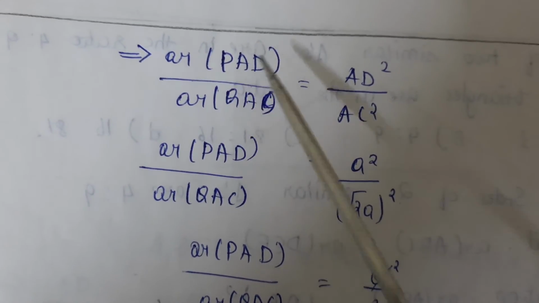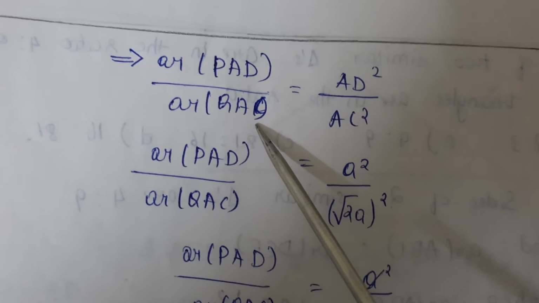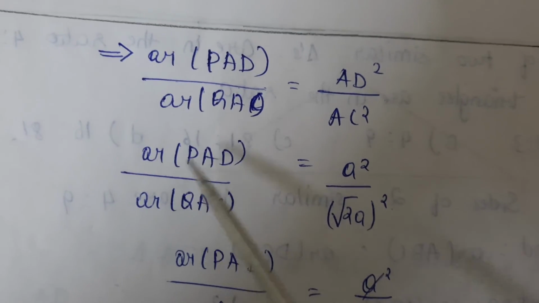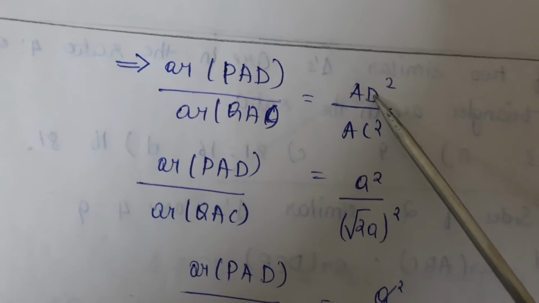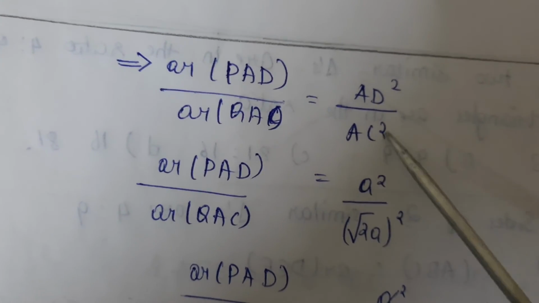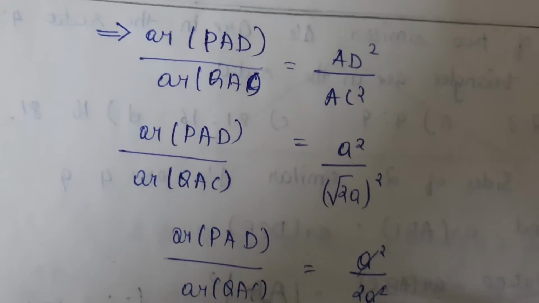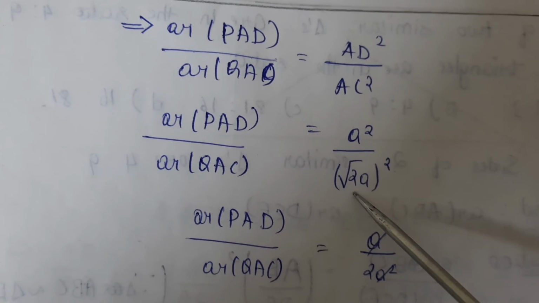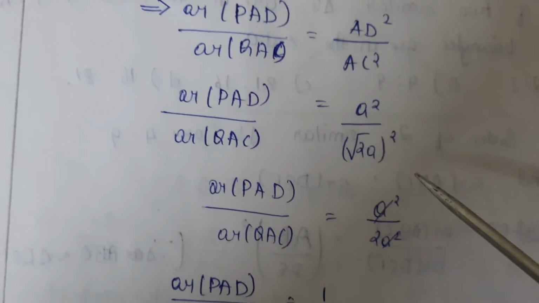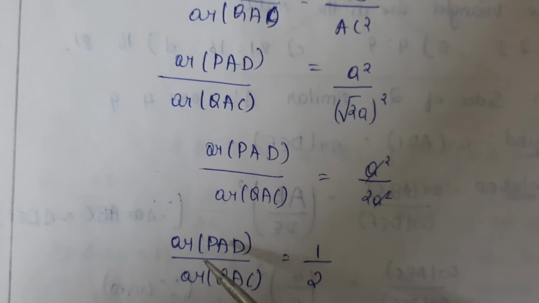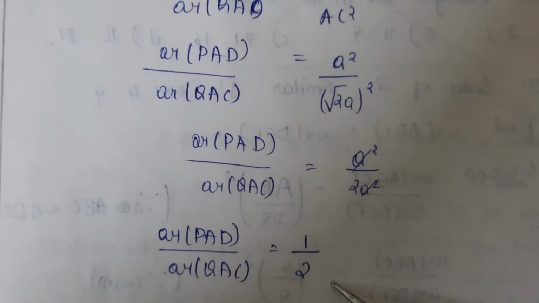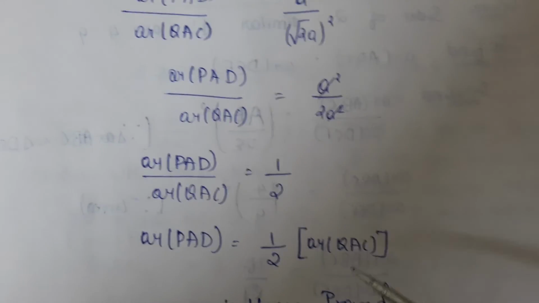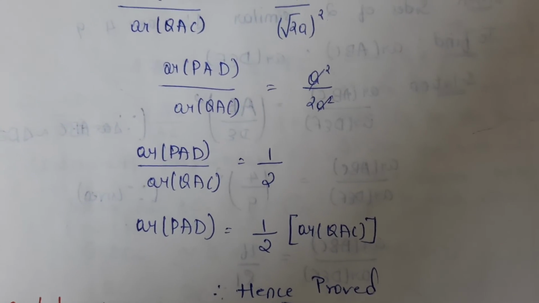Now this implies area of triangle PAD by area of triangle QAC is equal to AD square by AC square. So area of PAD by area of QAC is equal to AD square, a side, that is A square, by AC square, a diagonal, that is root 2 A the whole square. So we get A square by, when you square root 2 squared, it becomes 2, 2A square. A square gets cancelled. So we get area of PAD by area of QAC is equal to half. That is nothing but area of PAD is equal to half into area of QAC, which we had to prove. So hence proved. Thank you.